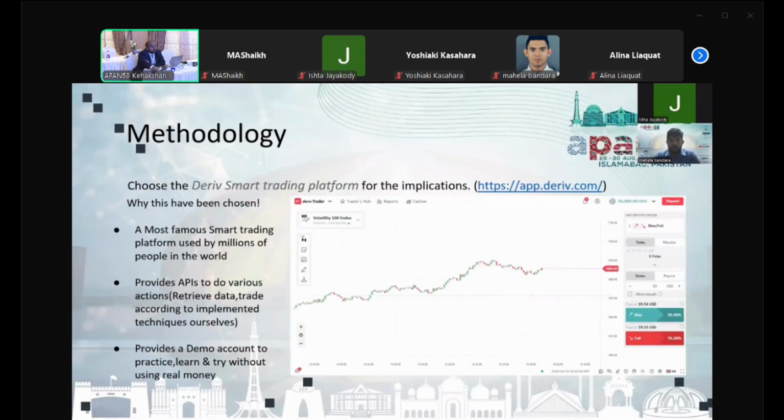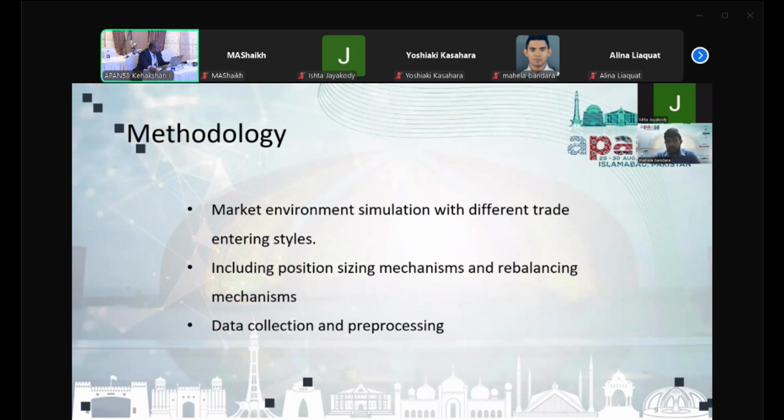Methodology. We chose the Deriv trading platform because it has tools for setting up trades through special programs. They offer a demo account that lets you practice trading in real markets with virtual money. The initial steps in the methodology include creating a digital twin to simulate a digital trading market, incorporating market participants, trading rules and regulations. We then focus on different trade styles such as matches, differs, greater or lesser based on the investor's risk profile, with position sizing and rebalancing tailored to these styles.